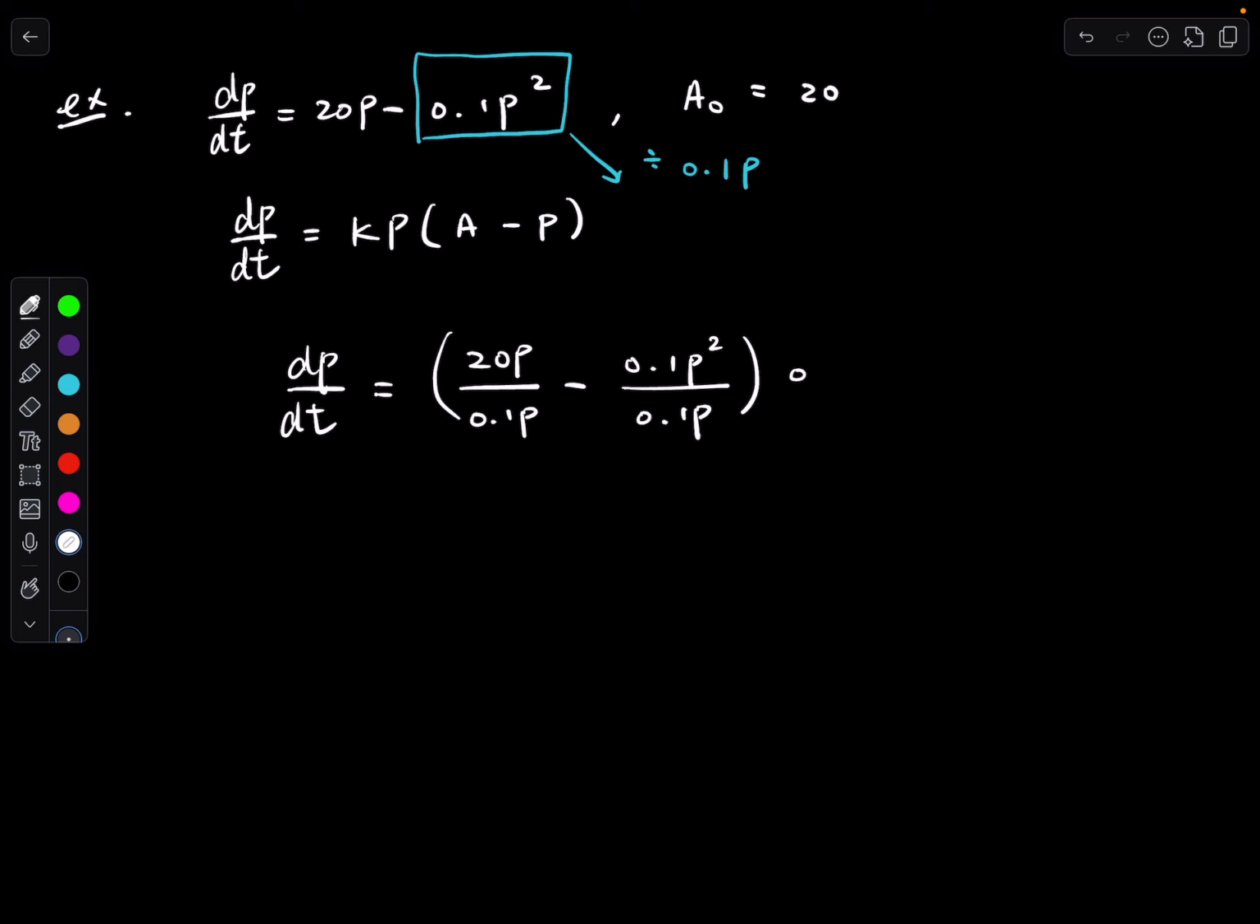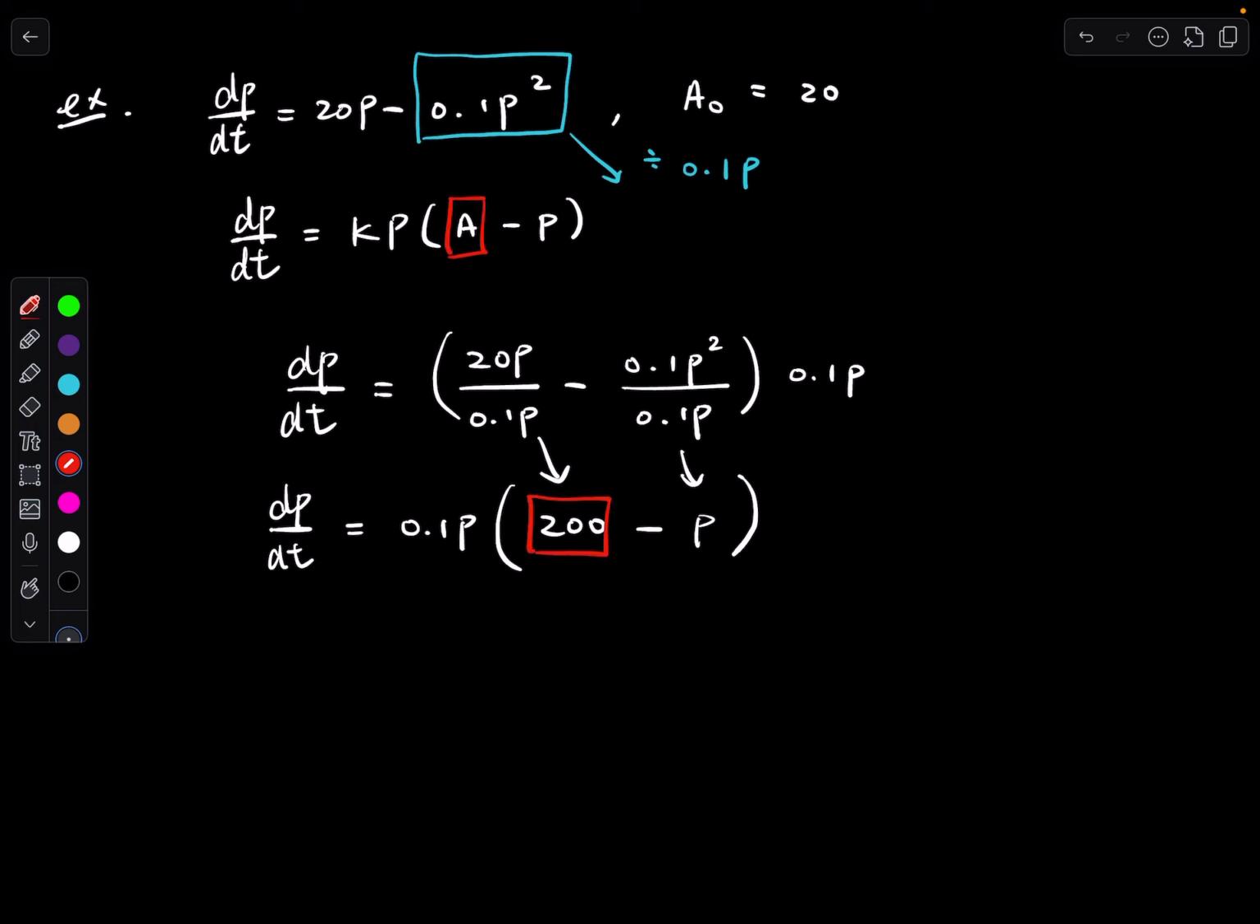Now, put 0.1P on the outside, so it cancels out the division. The next thing you want to do is put the 0.1P back in the front. That will simplify into 200. That will become minus P. Exactly what we want. There's an A right here, that's this number. There is a number in the front, K, that is this number. And you can see the rest of the equation matches. They look exactly the same.